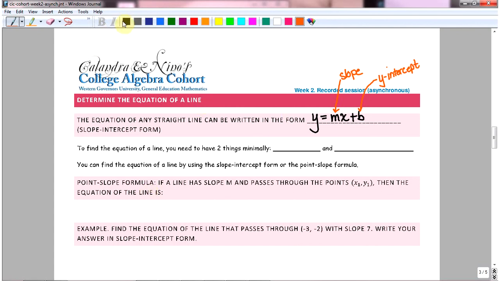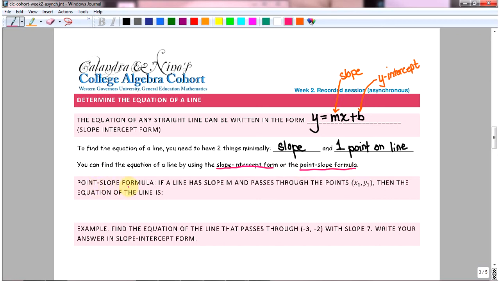To find the equation of a line, you have to have two things minimally. You have to have the slope of the line, and you need to have 1 point on the line. If you have more than 1 point, great, but minimally you have to have 1 point on the line. You can find the equation of a line by using the slope-intercept form, or you can use the point-slope formula.